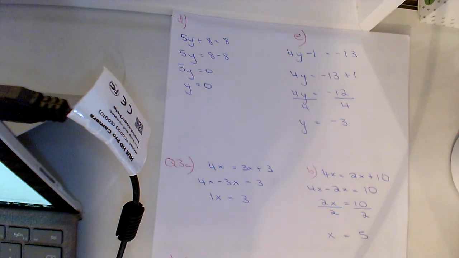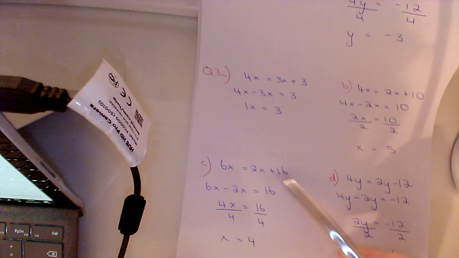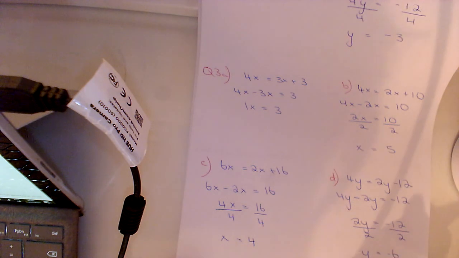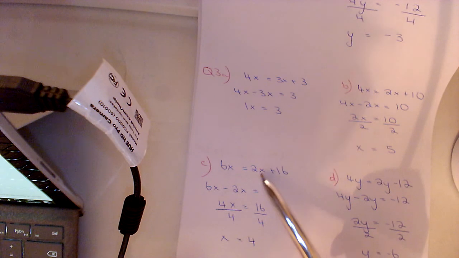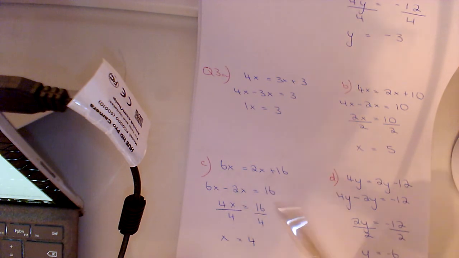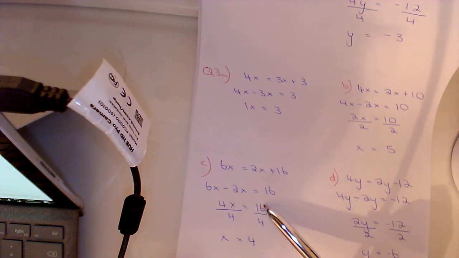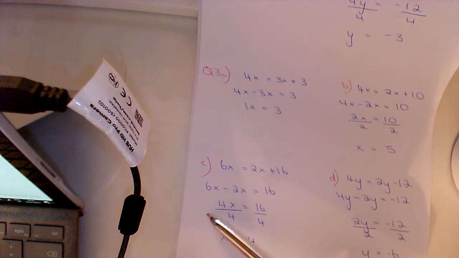Part C then, I have 6x is equal to 2x plus 16. So I have to have letters on the left, numbers on the right. So I have 6x. This here is plus 2x. I bring it over to the left hand side and it changes sign. It becomes minus 2x is equal to 16. 6x take 2x is 4x is equal to 16. I want to find out what just 1x is equal to, so I'm going to divide across by 4, divide across by 4, x is equal to 4.